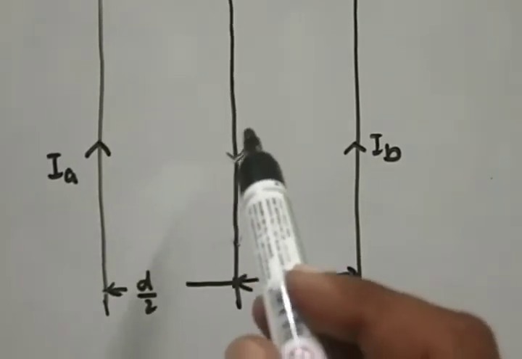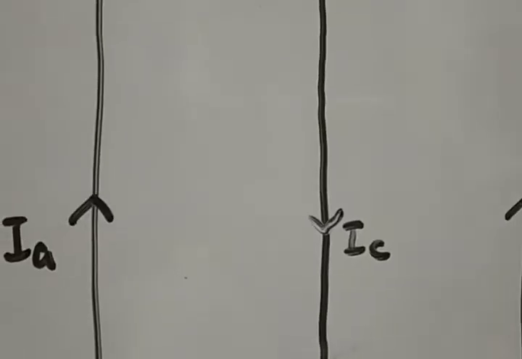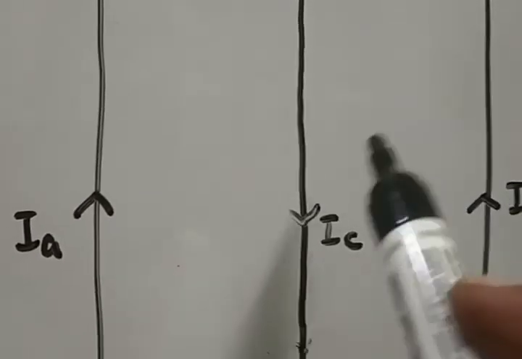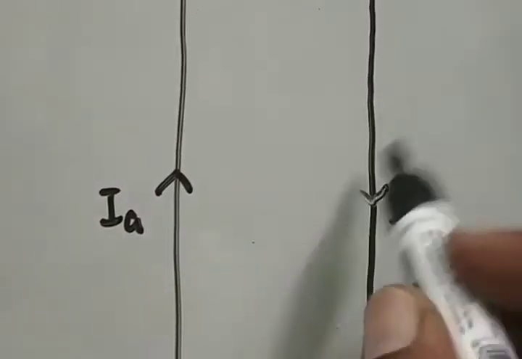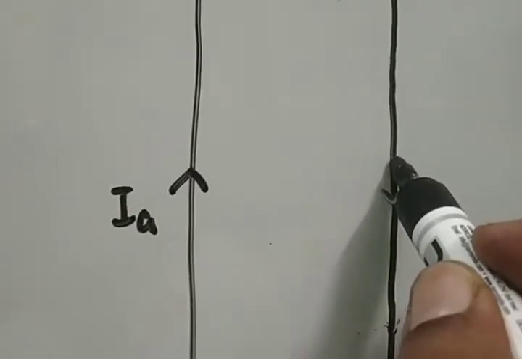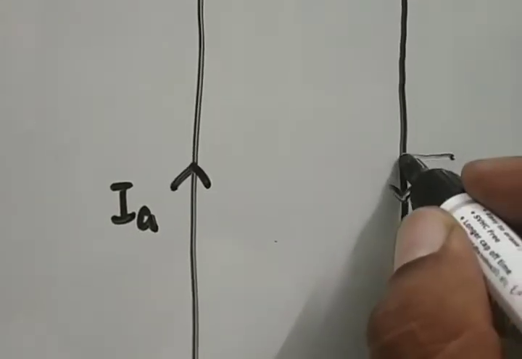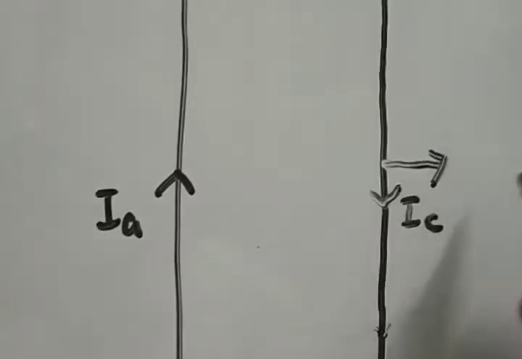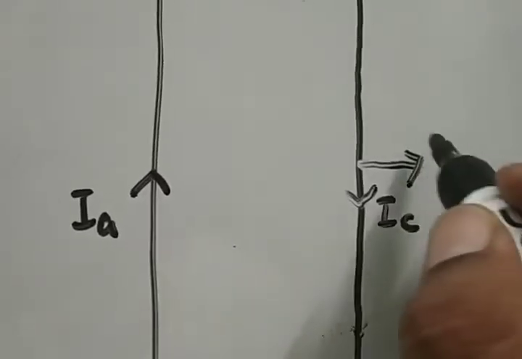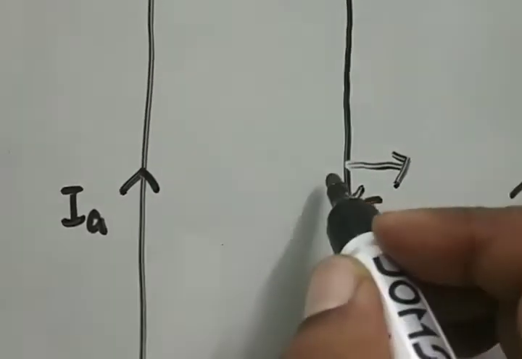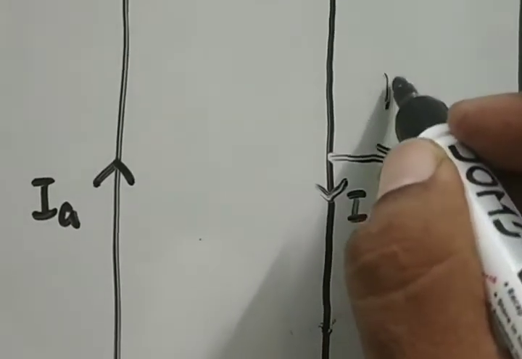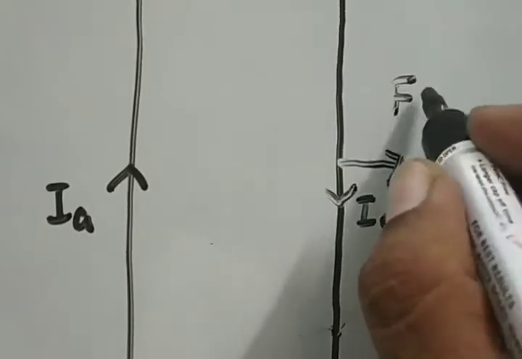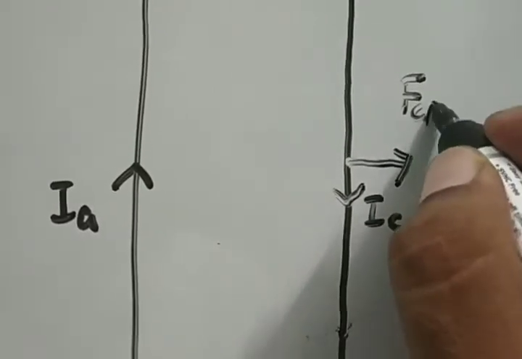So we see the direction also. Now you can see the currents are in opposite direction. So obviously the force on C will be in this direction, means this wire will repel this wire C. So this is the force FCA.